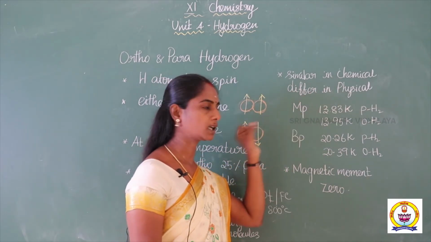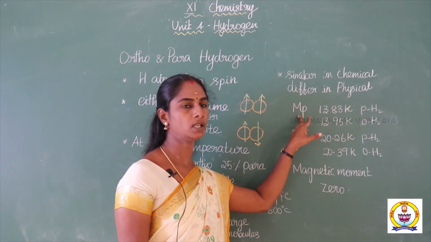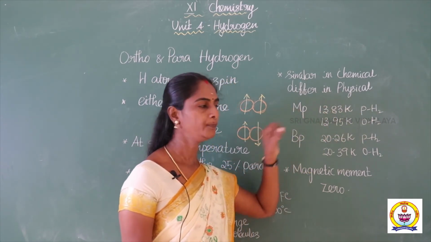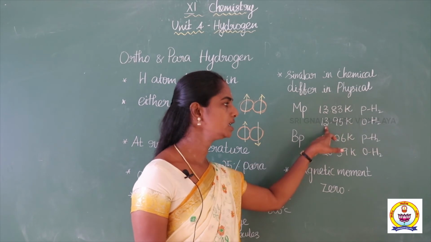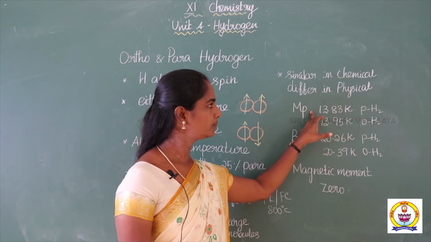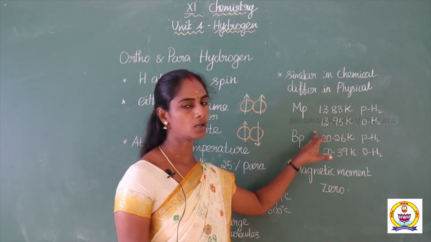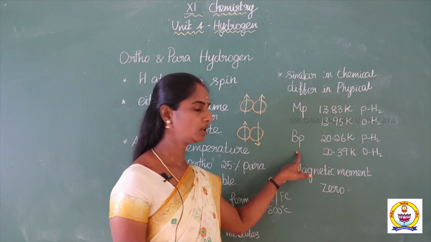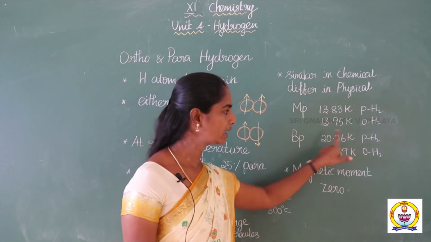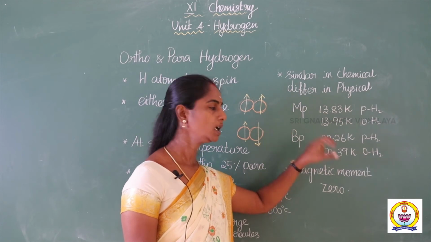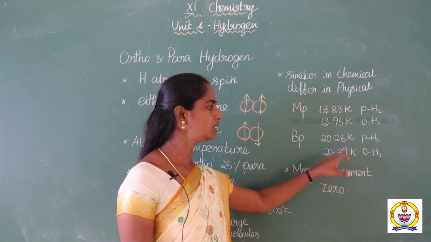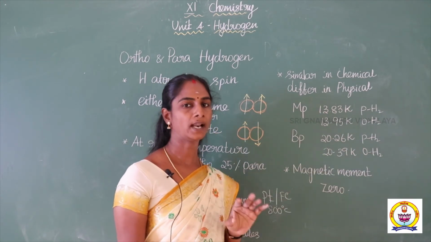Let's see a few examples of physical properties. First, melting point: the melting point of para hydrogen is 13.83 Kelvin, but for orthohydrogen it is 13.95 Kelvin. A small difference only. Another example, boiling point: the boiling point of para hydrogen is 20.26 Kelvin, and for orthohydrogen it is 20.39 Kelvin. A little bit of difference between ortho and para hydrogen.